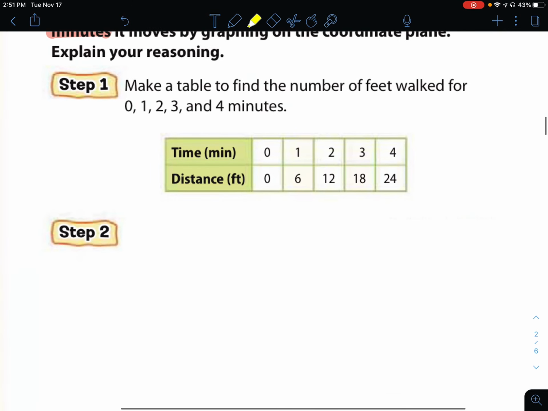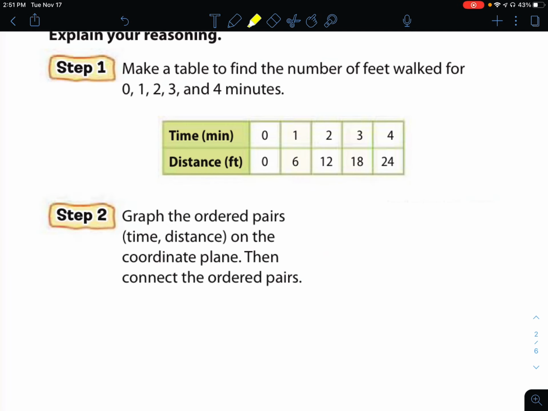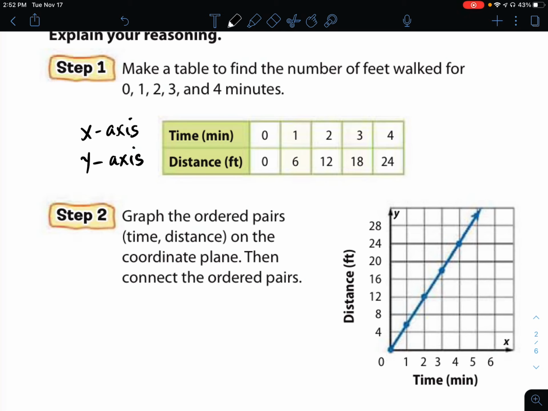And if you take a look at step number two, after that, we are simply going to graph the ordered pairs, time, distance, on the coordinate plane, then connect the ordered pairs. So if you take a look at our table right here, before we graph it, you need to understand that time is on our x-axis, and distance should be on our y-axis. So if we do that, this is how it's going to come out. Distance, y-axis, time, x-axis right here. So distance is our y-axis, time is on our x-axis.